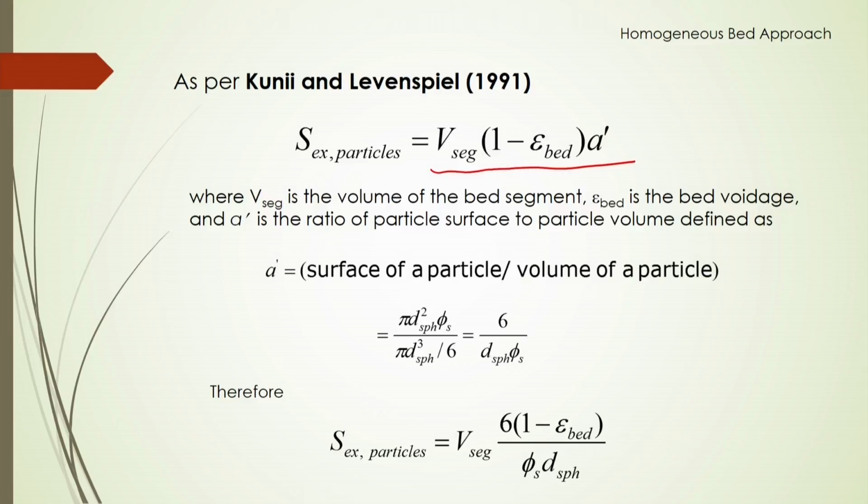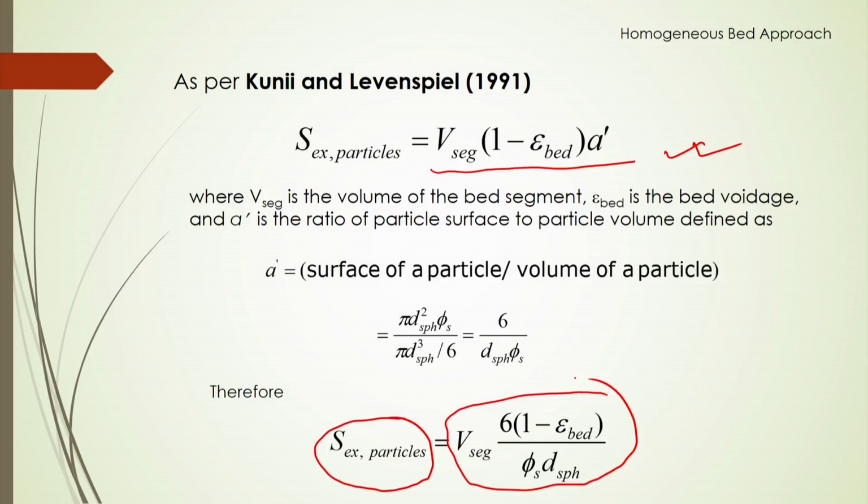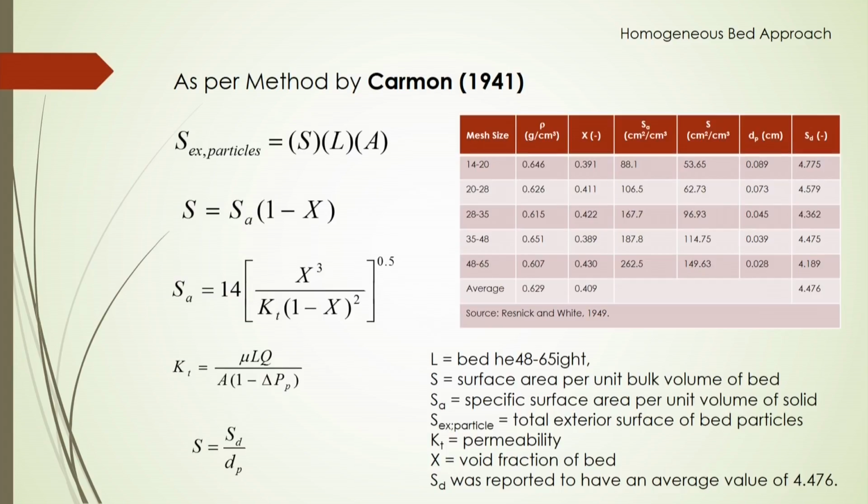After substituting this specific interfacial area in the equation, the exterior particle surface in the bed will be equal to V_seg into 6 into (1 minus epsilon bed) divided by phi into dp. Now, there are several methods to find this exterior particle surface. As per Karman 1941, one method is given to find the exterior particle surface.